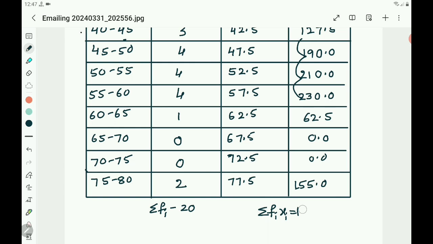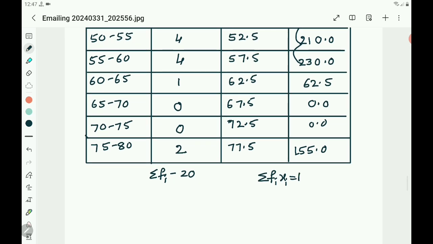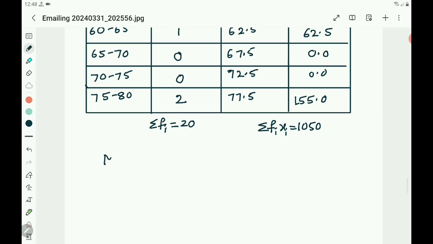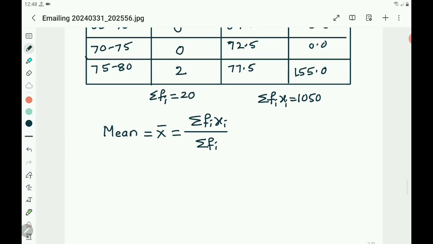What is the sum? Sigma fi xi is 1050. Point 0 you can write or you can leave it here. Then you write the formula for mean. Mean equals x bar equals sigma fi xi by sigma fi equals, sigma fi xi is 1050 by 20.